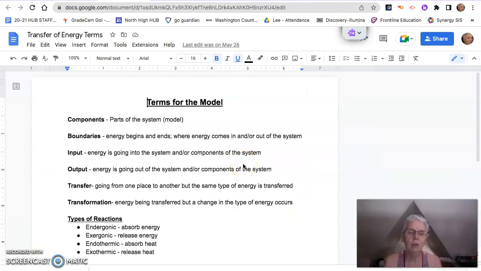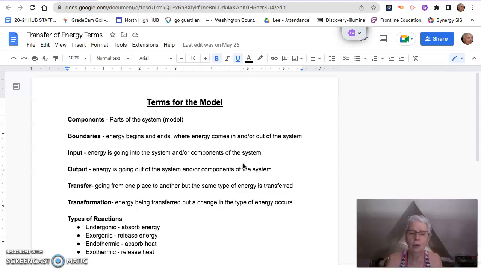I will have you look at these terms for a model. You're going to look at the word component and know that it means parts of the system. Boundaries are where energy begins and ends, okay? So where it comes in and out of the system. Input is energy that comes in to a component. Output is what it gives off from that component. Transfer just means it's going to go from one place to another. You usually use arrows to show this. Transformation just means what does it change into.